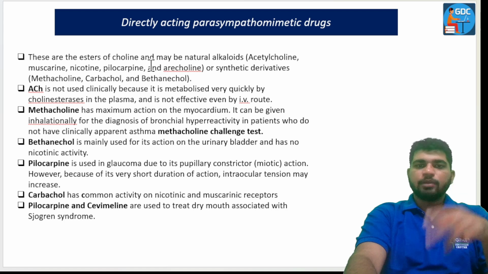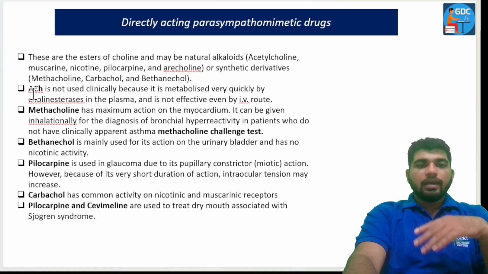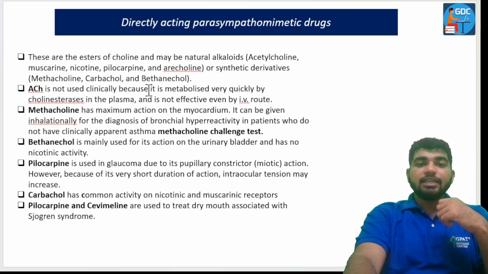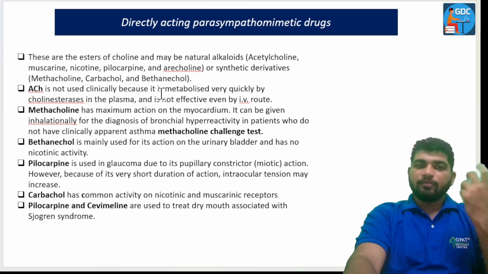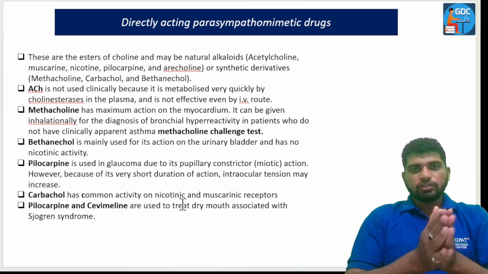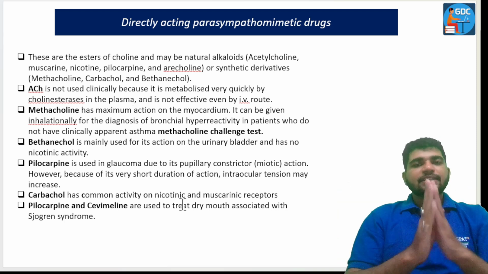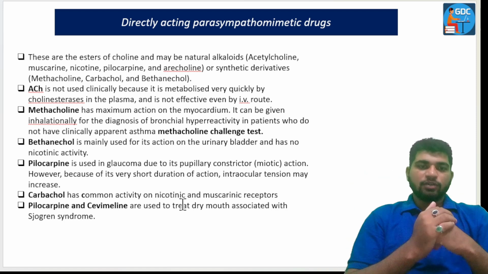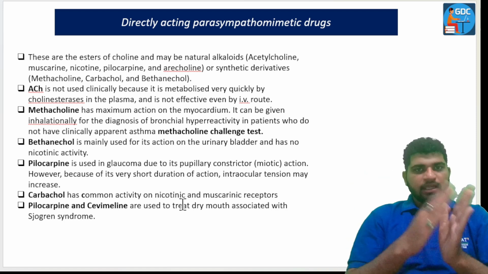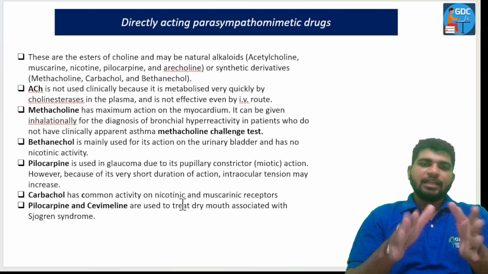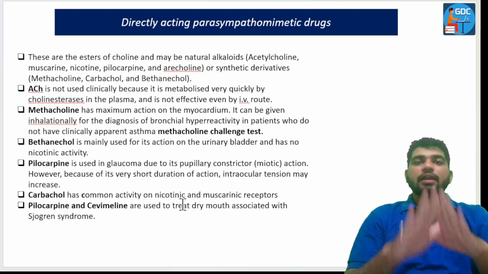Acetylcholine, muscarine, nicotine, pilocarpine, and arecoline are the natural alkaloids. Synthetic derivatives are methacholine, carbachol, and bethanechol. These are the esters of choline. Now, acetylcholine is not used clinically because it is metabolized very quickly via cholinesterase in the plasma. As we told you in the previous class, acetylcholine is very rapidly hydrolyzed by the cholinesterase enzyme in the plasma or in the synaptic cleft. That's why it has no clinical relevance.